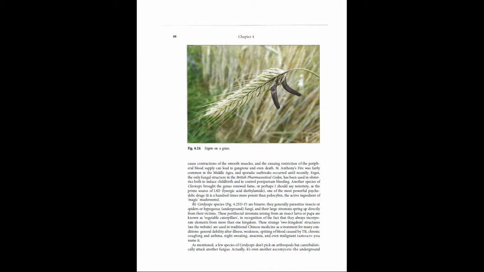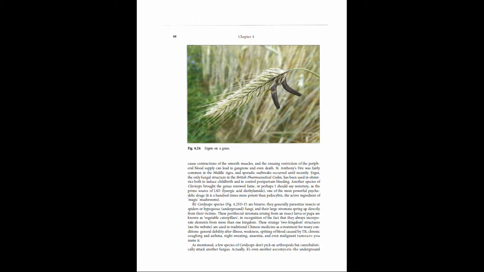B. Cordyceps species, Fig 4.25 d-f, are bizarre. They generally parasitize insects or spiders or hypogeous, underground, fungi, and their large stromata spring up directly from their victims. These perithecial stromata arising from an insect larva or pupa are known as vegetable caterpillars, in recognition of the fact that they always incorporate elements from more than one kingdom. These strange two-kingdom structures, see the website, are used in traditional Chinese medicine as a treatment for many conditions: general debility after illness, weakness, spitting of blood caused by TB, chronic coughing and asthma, night sweating, anemia, and even malignant tumors, you name it.